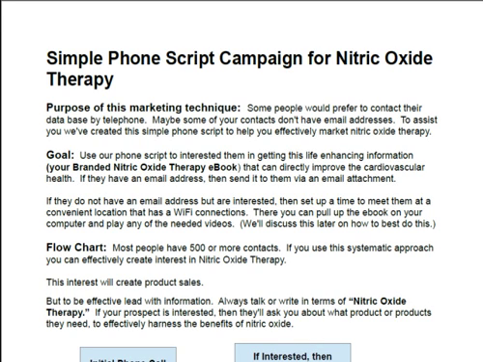Again, our two main marketing strategies are nitric oxide therapy for improved cardiovascular health, or microbiome research for resetting gut health for improved overall energy, wellness, weight loss, and a bunch of other issues. So the purpose for this marketing technique is for you to use a simple phone script to interest people in nitric oxide therapy. And the information I'm going to share with you is also in a PDF form.